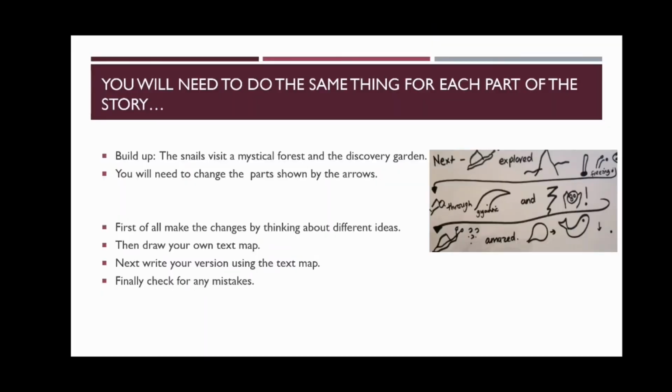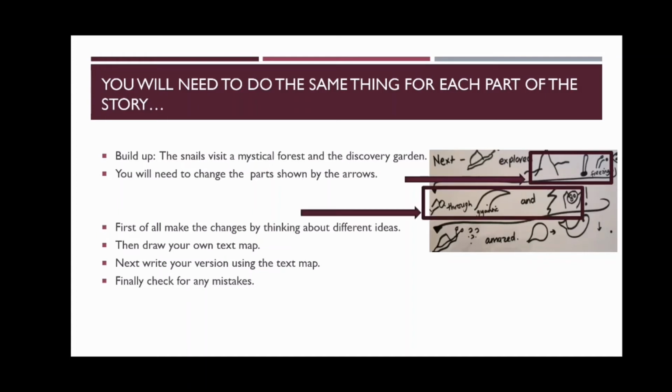So you're going to have to do the same thing for each part of the story, okay? So for the build-up, what's going to change is the snails are going to visit a mystical forest and the Discovery Garden. So in my story, they went to Antarctica and they went through gigantic waves with zigzag lightning. So these are the bits that you're going to have to change, okay? So the Antarctica turns into the mystical forest and the waves with zigzag lightning turns into the Discovery Garden.